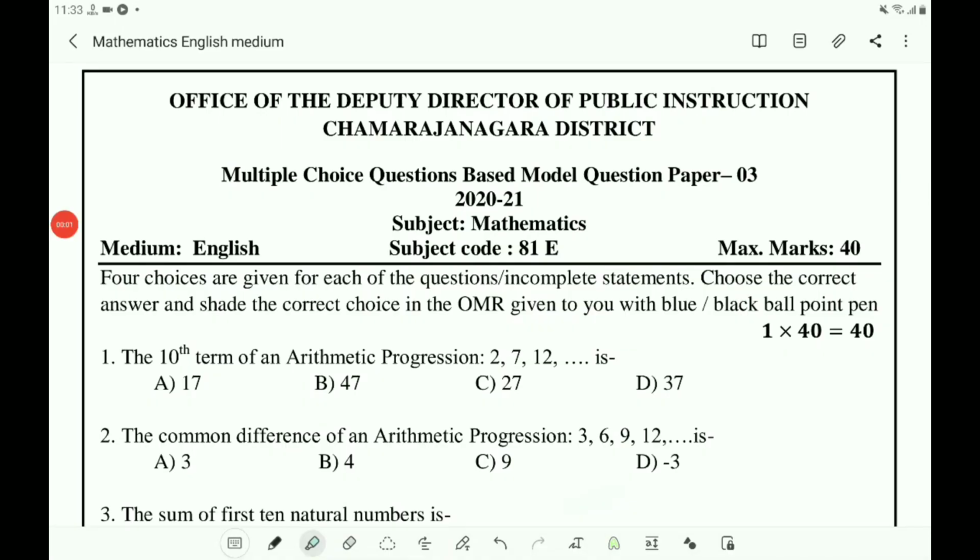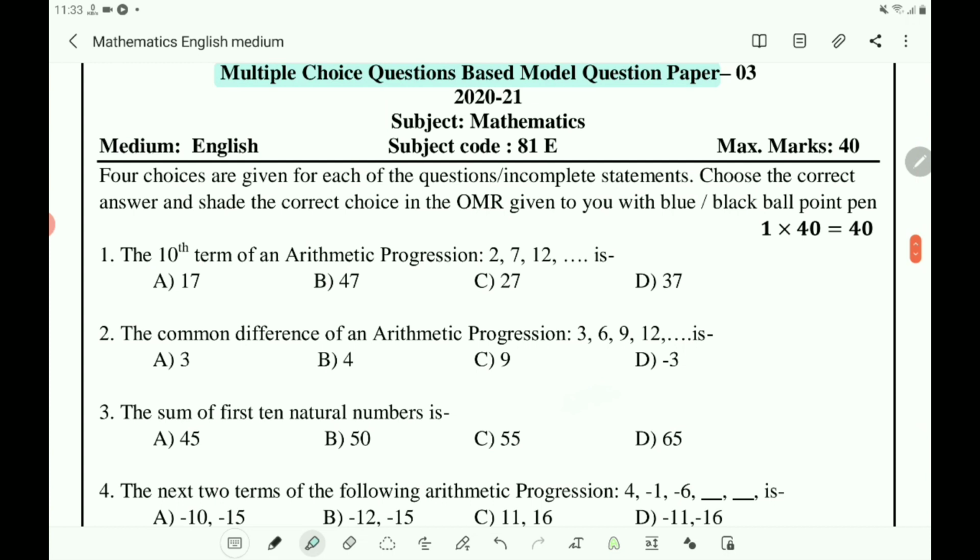Dear children, this is the third multiple choice questions based model question paper given by the Office of the Deputy Director of Public Instruction, Chamarajanagar district. Now let us solve this question paper.